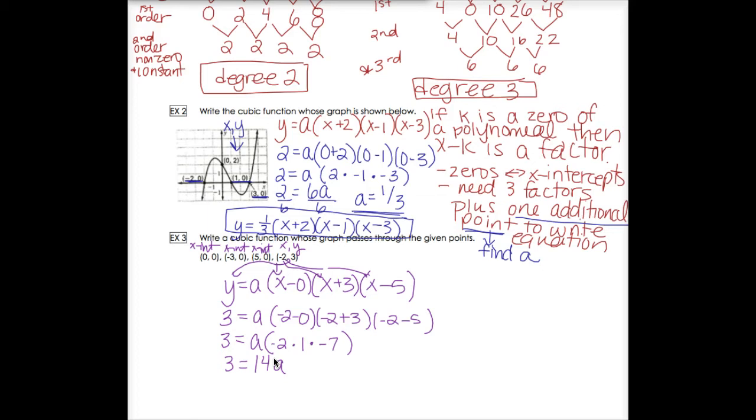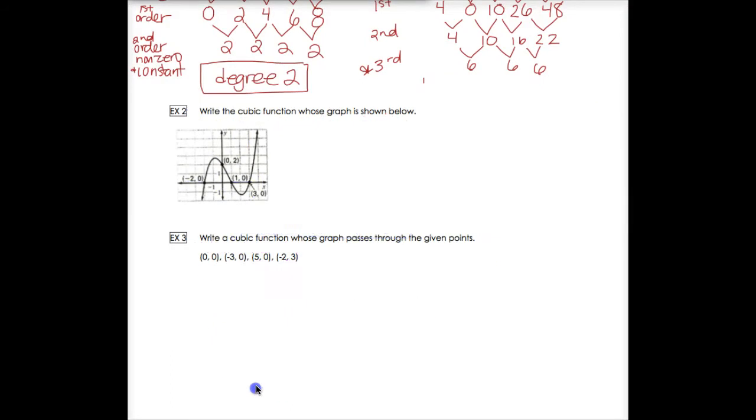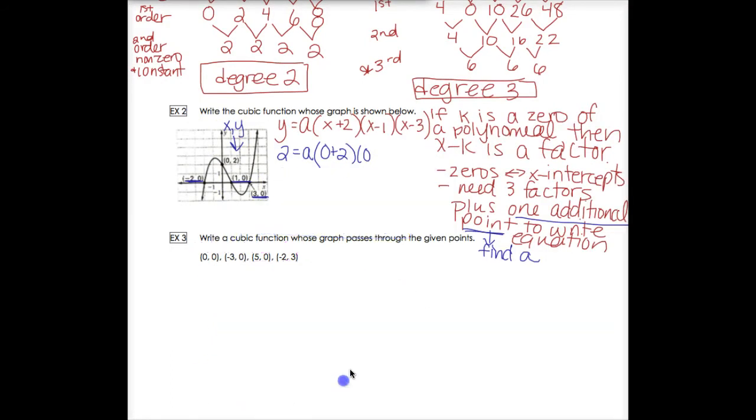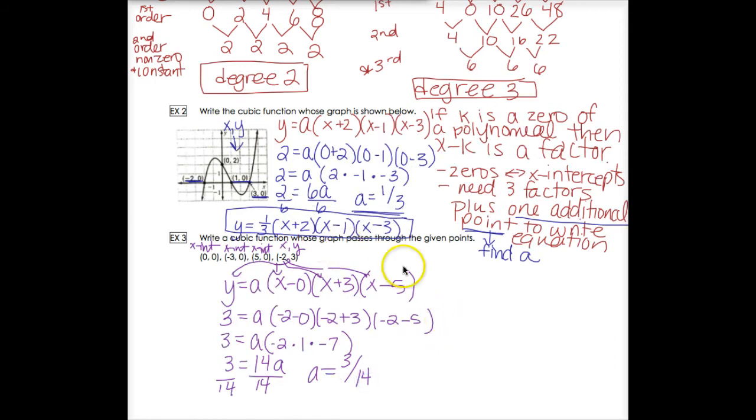So to solve for a, that means I need to divide both sides by my 14. So a equals 3/14. Does not reduce, so go ahead and plug it in. So y equals 3/14. Now, x minus 0, we just write x. So I take away that minus 0 in my final answer, times x plus 3 times x minus 5.